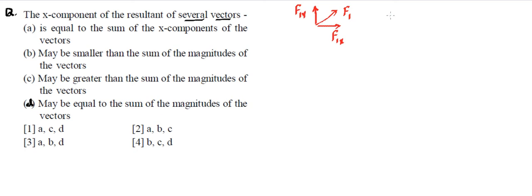Similarly, if we have another vector f2, in a very similar manner we can make a component in this direction and in this direction. We can claim this component to be f2x, that means the x component of f2, and this is going to be the y component of f2, that means f2y. Similarly, we can have n number of vectors and we can make the components for all of them.